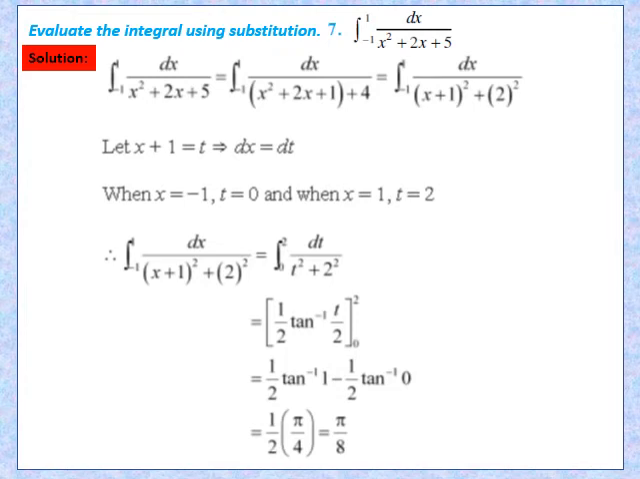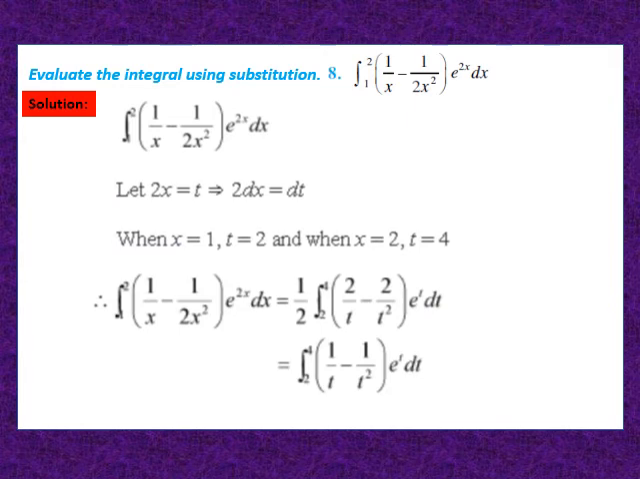So if x equals minus 1, t is equal to what? 0. And if x equals 1, t is equal to 2. Therefore the integral becomes integral 0 to 2 dt upon t² plus 2², which is of the form x² plus a². So we get half tan inverse t upon 2 from 0 to 2. So after putting the limit, applying the second fundamental theorem, we get 1 by 2 tan inverse 1 minus 1 by 2 tan inverse 0. So this on simplification gives half into pi by 4, which is equal to pi by 8. Clear? So pause and note down the solution.